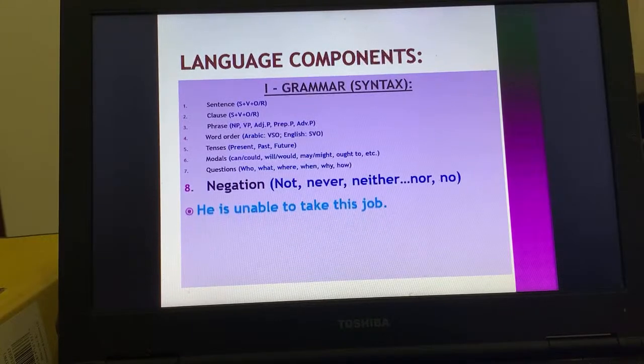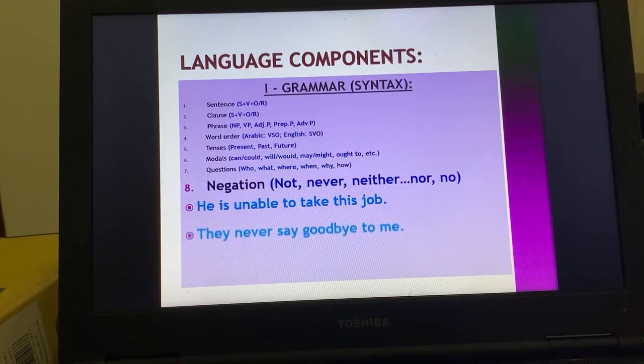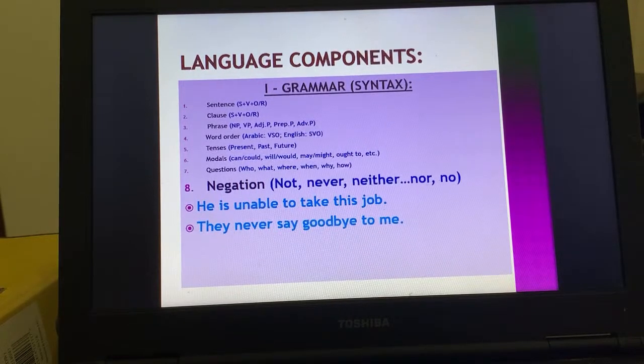Examples: he is unable to take this job. هو غير قادر على تولي هذه الوظيفة أو استلام هذه الوظيفة. They never say goodbye to me. لم يودعوني أبدا.